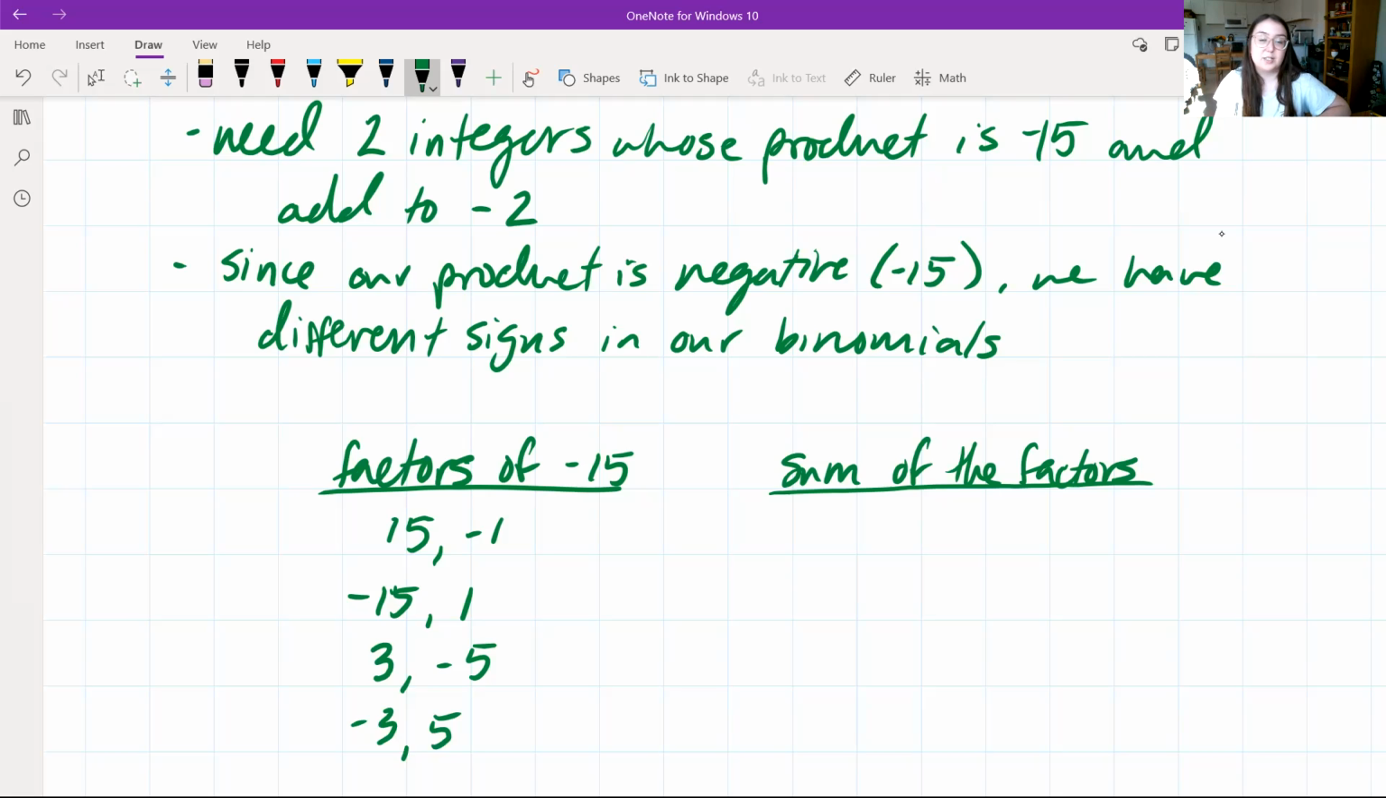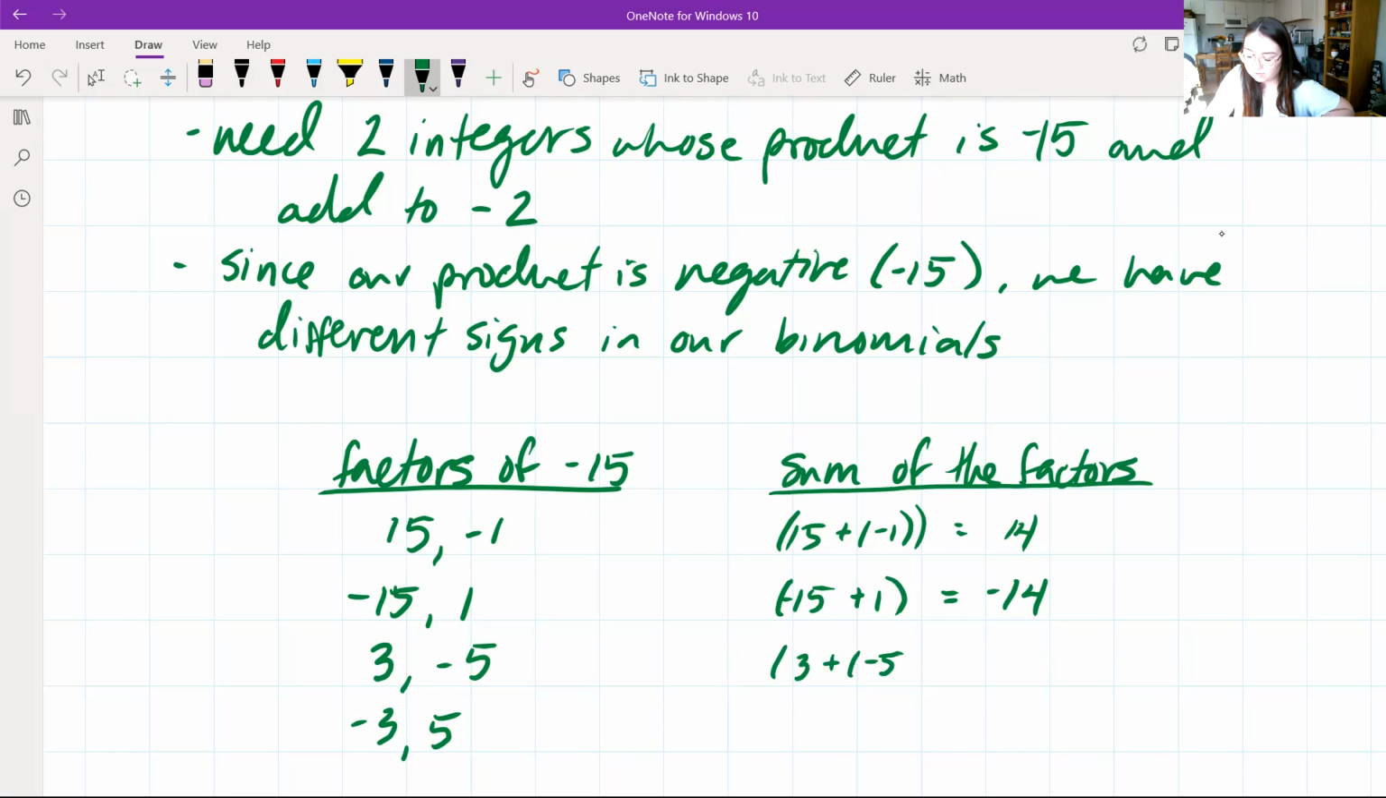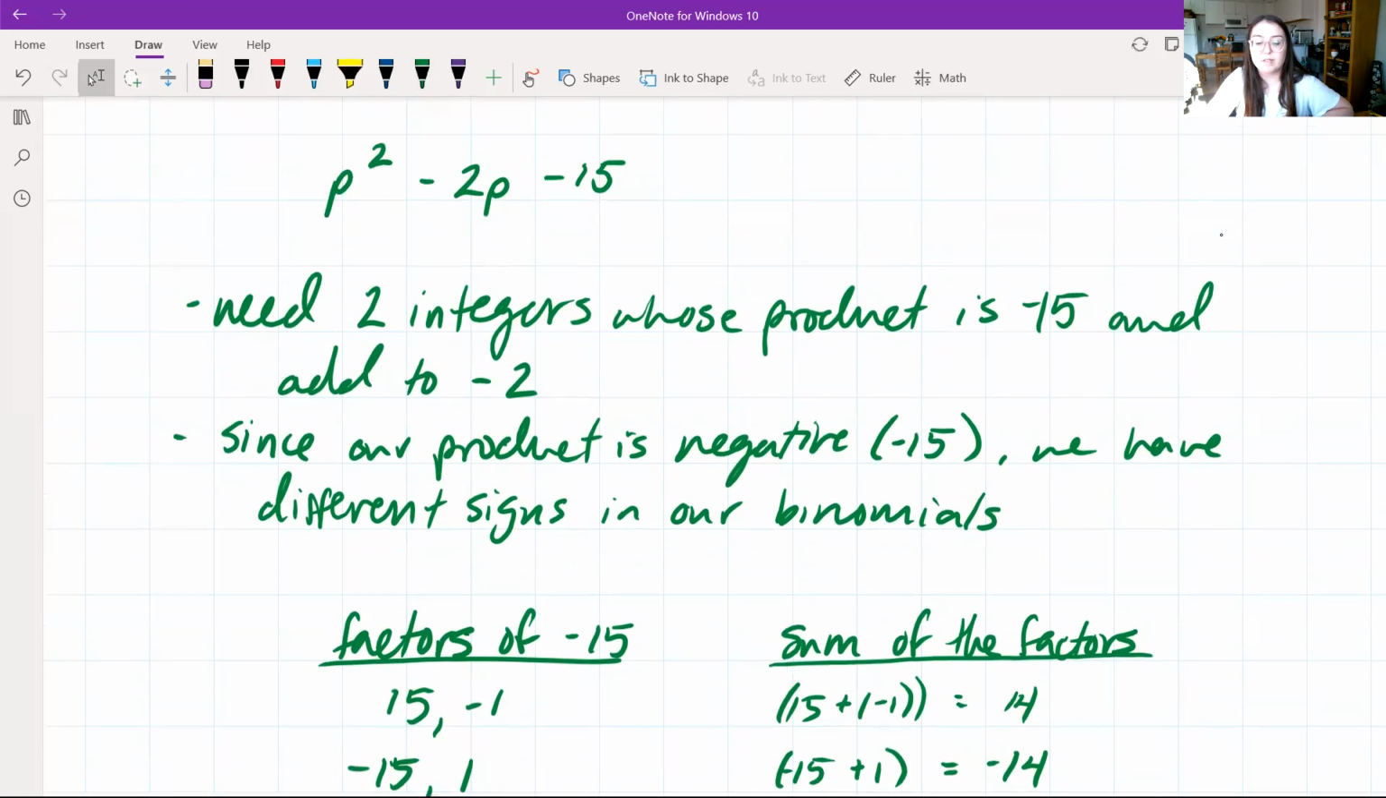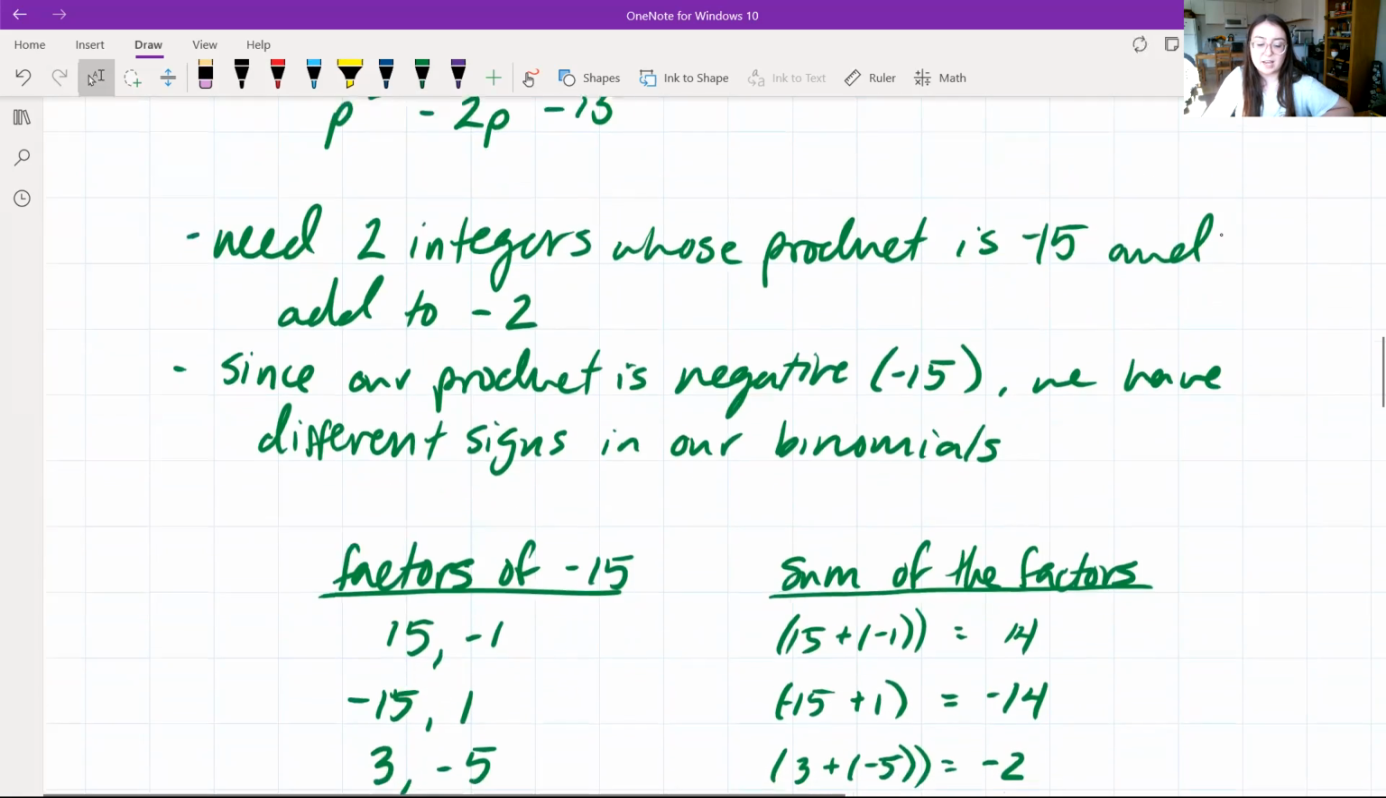So now we focus on the sum of our factors. 15 plus negative 1 is going to be 14. Negative 15 plus 1 is negative 14. 3 plus negative 5 is going to be negative 2. And then lastly, 3 plus 5 is positive 2. Well, in our case, we have p squared minus 2p minus 15. So we have negative 2.